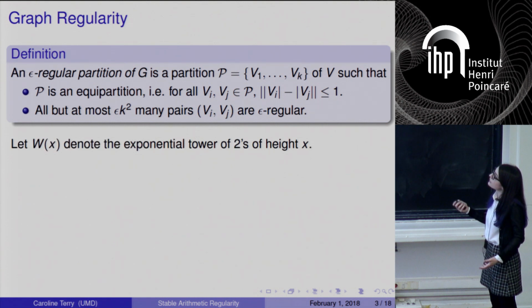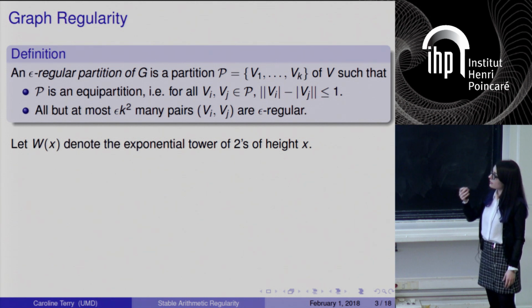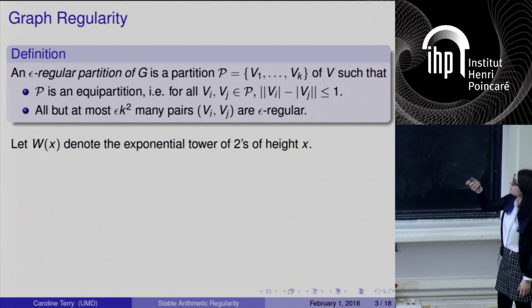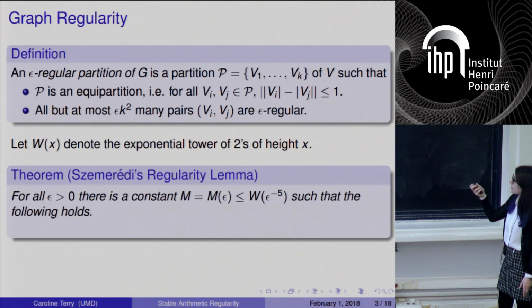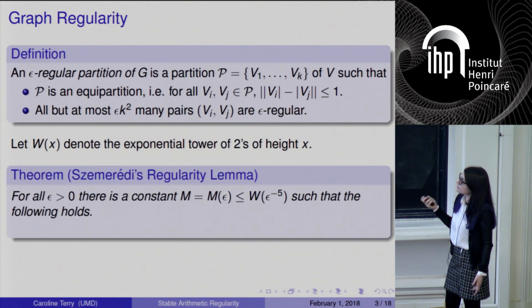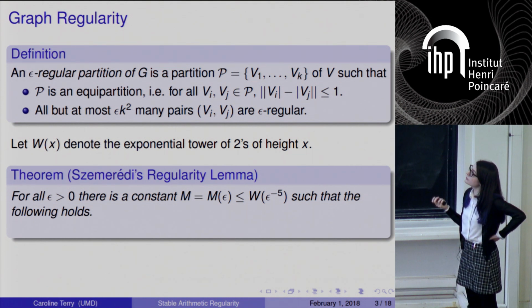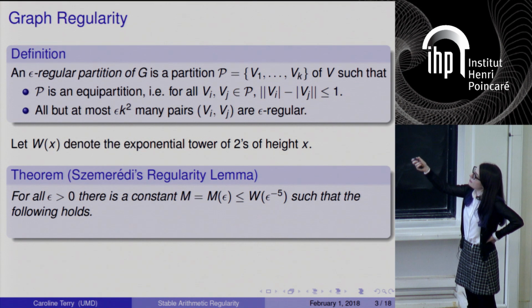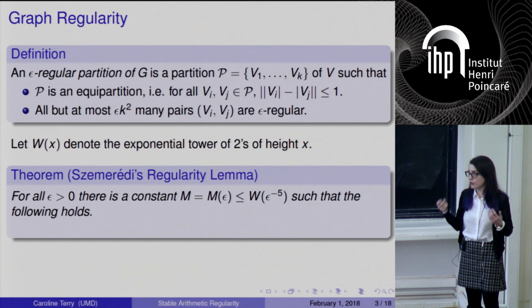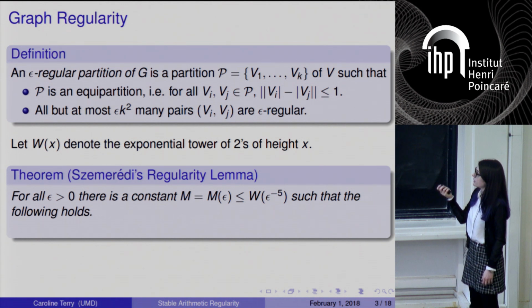Okay, so now I'm about to state the regularity lemma. Just for some notation, given an integer x, W(x) will denote the exponential tower of 2's of height x. Now I'm going to state the actual regularity lemma. For all epsilon, there's some constant M bounded above by a tower of 2's of height some polynomial in 1 over epsilon, such that the following holds.